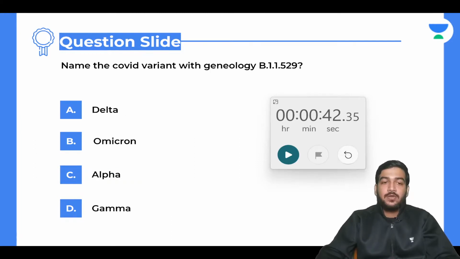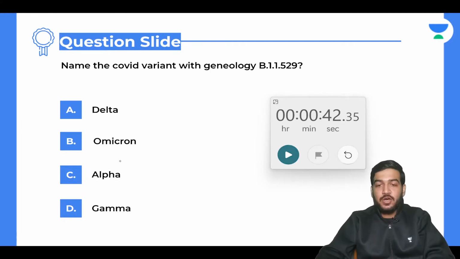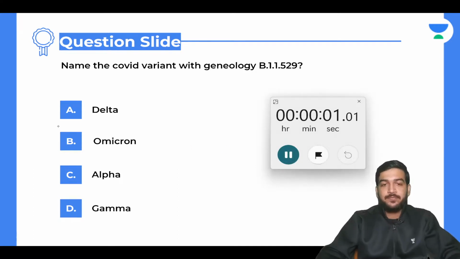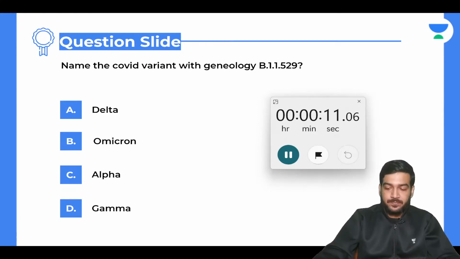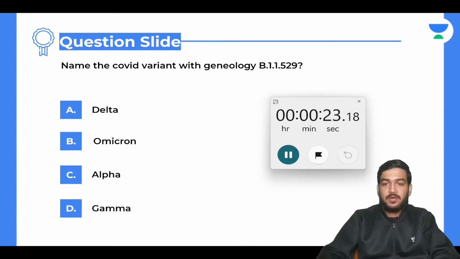Now name the COVID variant with genealogy B.1.1.529. Is it A. Delta, B. Omicron, C. Alpha, D. Gamma? The COVID variant of concern with genealogy B.1.1.529.